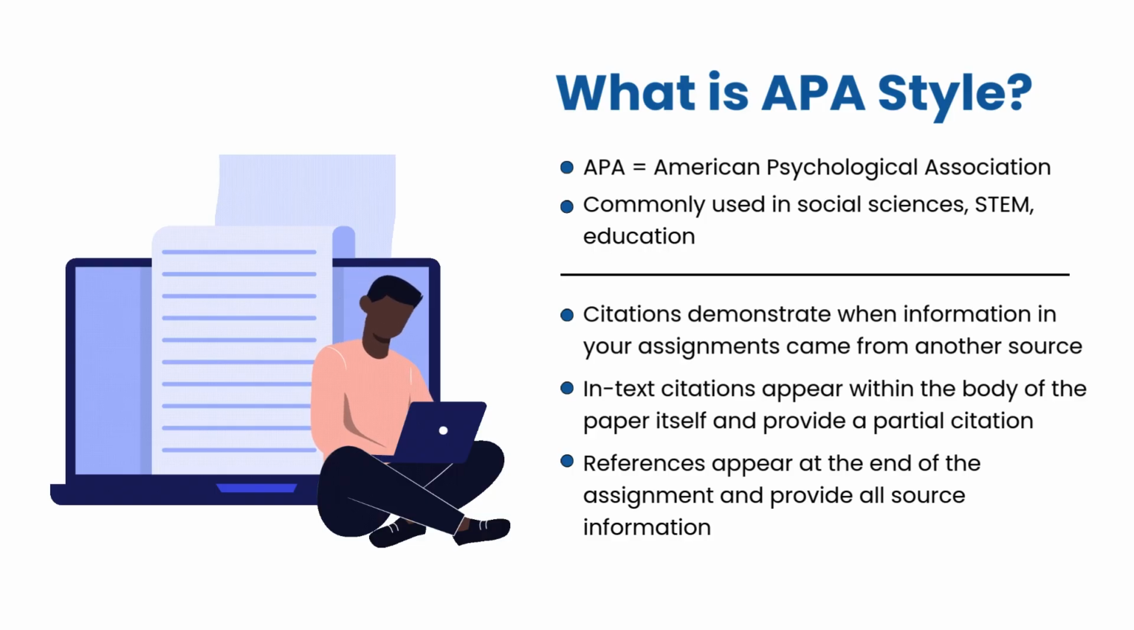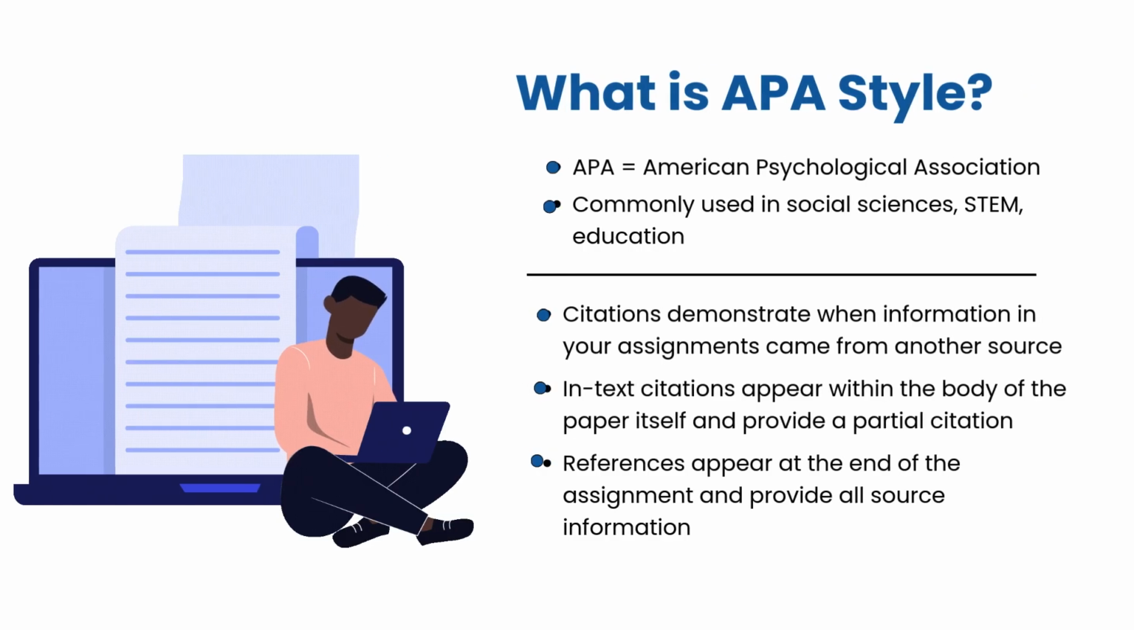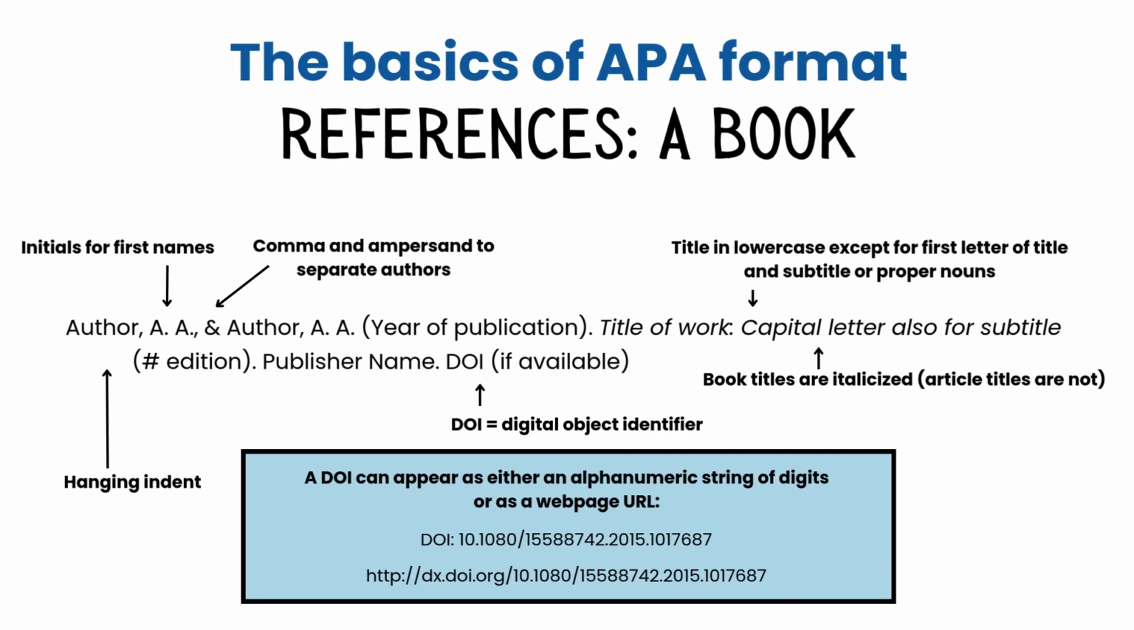References appear at the end of the assignment as a full and complete list of all the sources that you used. A basic book citation for your references page begins with the author's last name, followed by a comma and their first initials. If there's an additional author, you would include their last name and first initials after another comma and ampersand. You would then provide the publication year in parentheses.